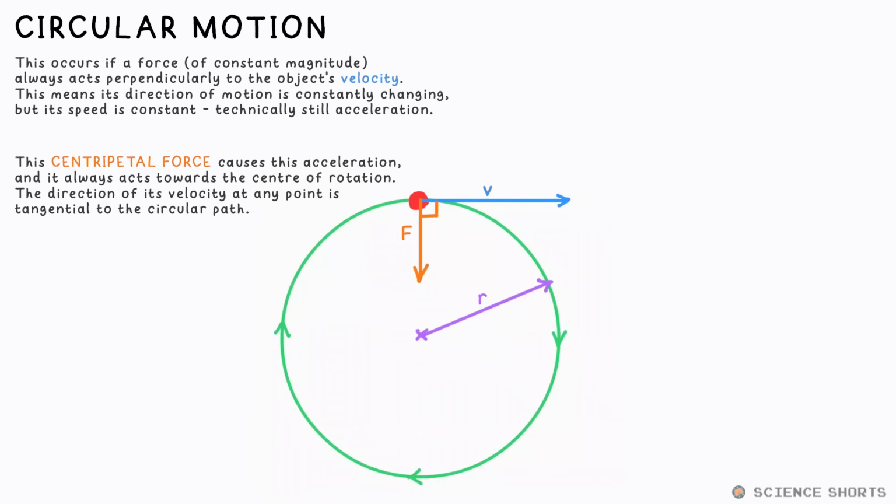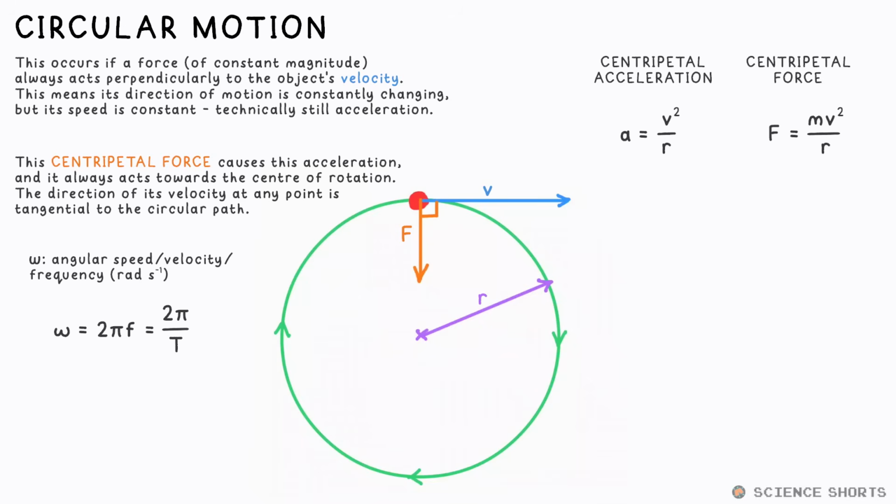This centripetal acceleration is equal to v squared over r, where r is the radius of the circle. As F equals ma, the centripetal force is equal to mv squared over r. As speed is equal to distance over time, we can calculate it by doing circumference divided by the time period, so 2 pi r over T.